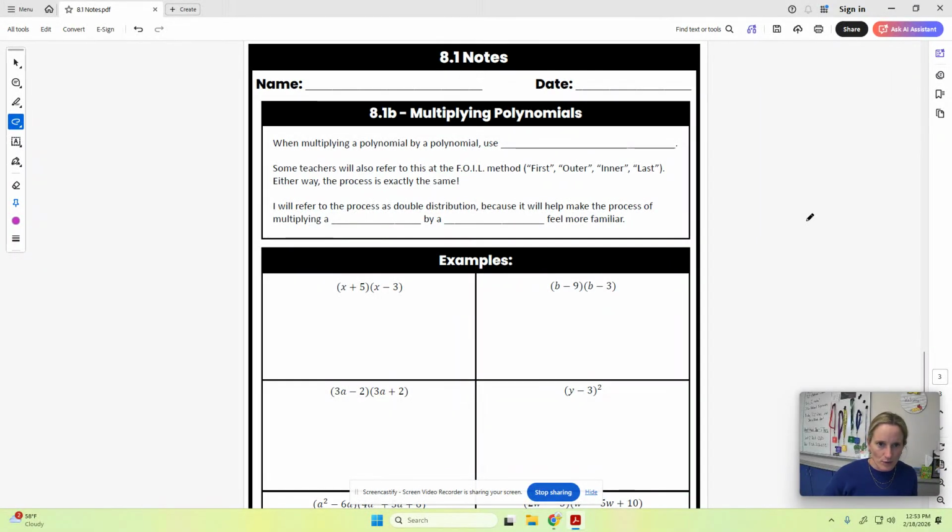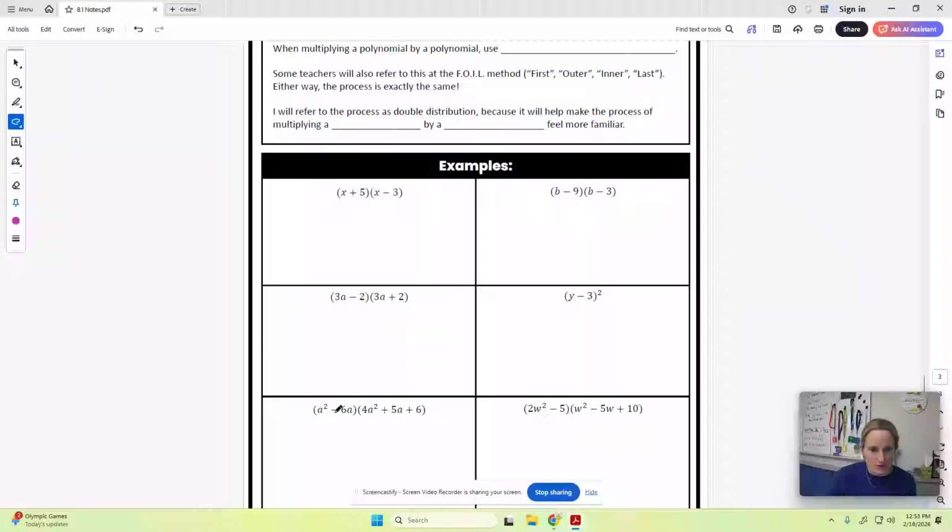This is the 8.1b video, and this video is going to be on multiplying polynomials. So in A, we talked about multiplying a polynomial times a single term, a monomial, which was basically distribution. In this video, we're going to talk about what to do if we have a binomial times a binomial, and then we're going to get into when there's a binomial times a trinomial. So it's not just single distribution because the first polynomial has at least two terms.